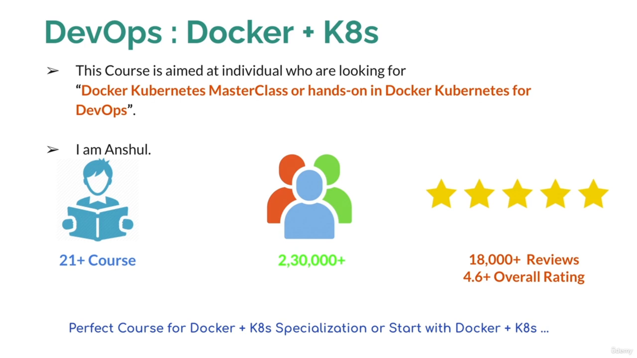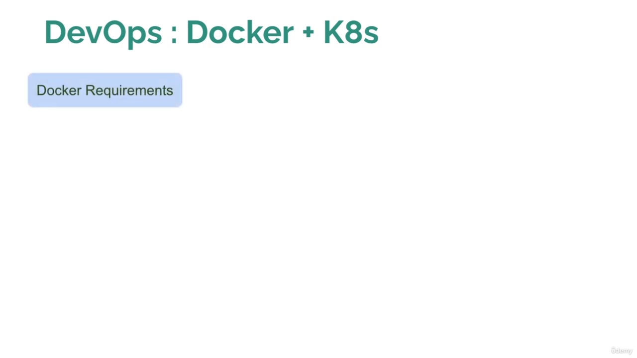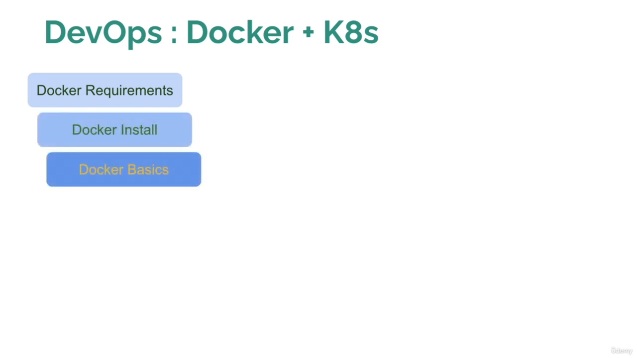There is another important aspect: what are the things we are going to learn as a part of this course. So let me explain. Very first, we will start with the Docker part because to understand Kubernetes, which is a complex thing, first you must have the knowledge of Docker. So we will start with Docker. We will see the Docker requirements and Docker installation. We will go with the Docker basics, where we will create the container at runtime. We'll execute the container in different ways.